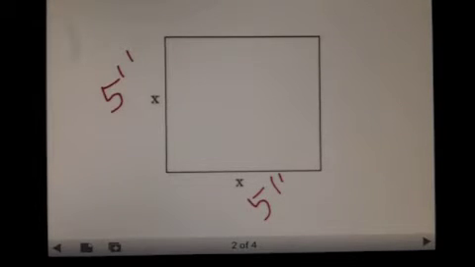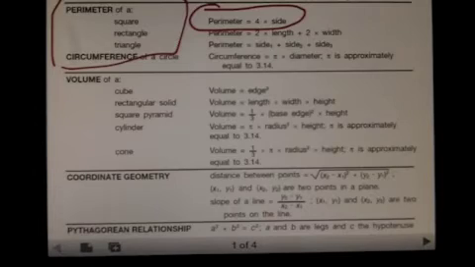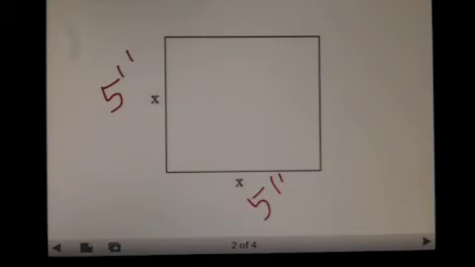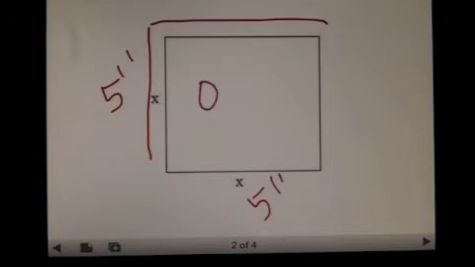Well, flipping back to the formula, what we see is that to solve the perimeter of a square, we take 4 times any one of the sides. Well, the perimeter is actually the distance around the square. So if I was to take, and this is my dog in here, my dog, I guess he's sleeping today. There's my dog. He's laying down and he's sleeping.